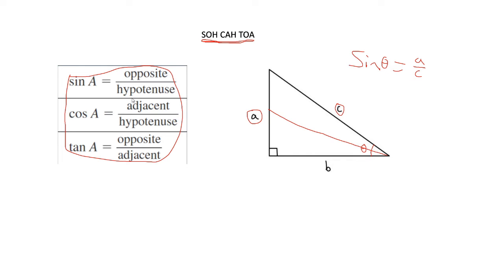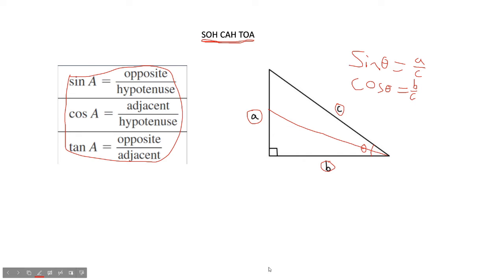Now, cosine is the adjacent over the hypotenuse. The hypotenuse is still the same, but the adjacent is the side that is adjacent to the angle, which is B. So we have cosine of theta is equal to B over C.